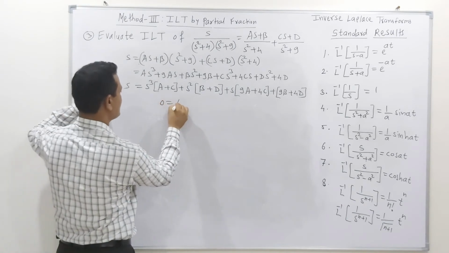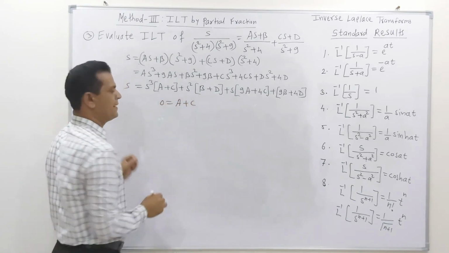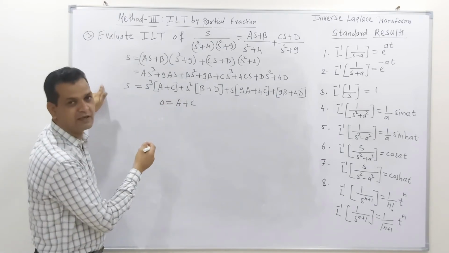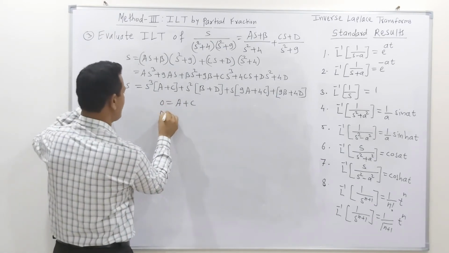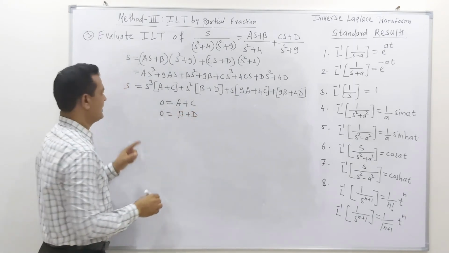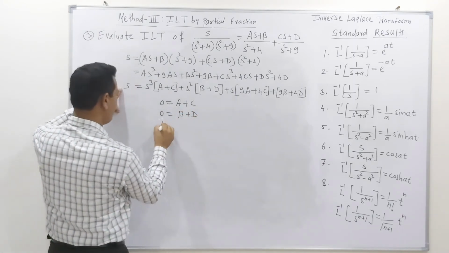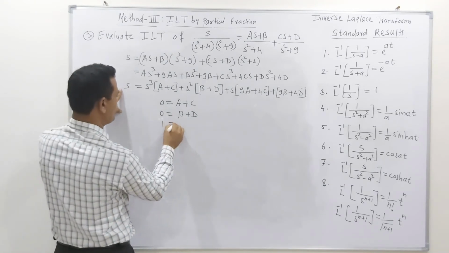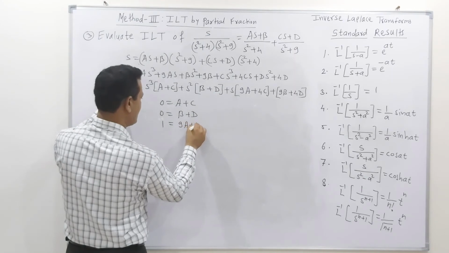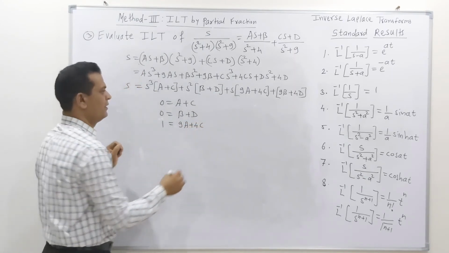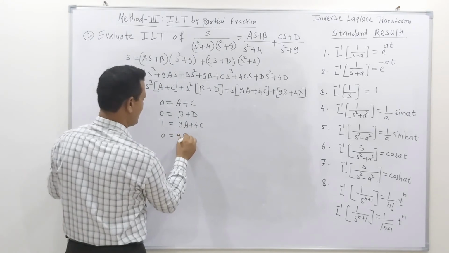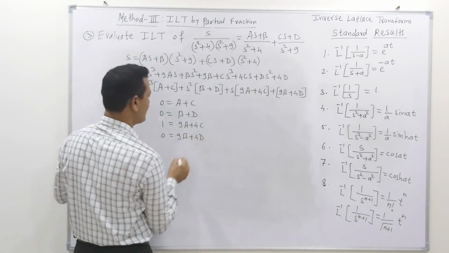Now friends, the left side is only s, so the s cube coefficient is 0, so we can write 0 is equal to a plus c. Again the s square term is absent on the left side, so 0 is equal to b plus d. Then the coefficient of s is 1, so 1 is equal to 9a plus 4c. Then again we get 0 is equal to 9b plus 4d.